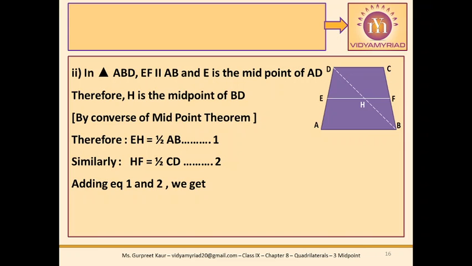So, if we add both the equations, we get EH plus HF is equal to half of AB plus half of CD. Combine them together, it will become EF is equal to half of AB plus CD, and hence proved.